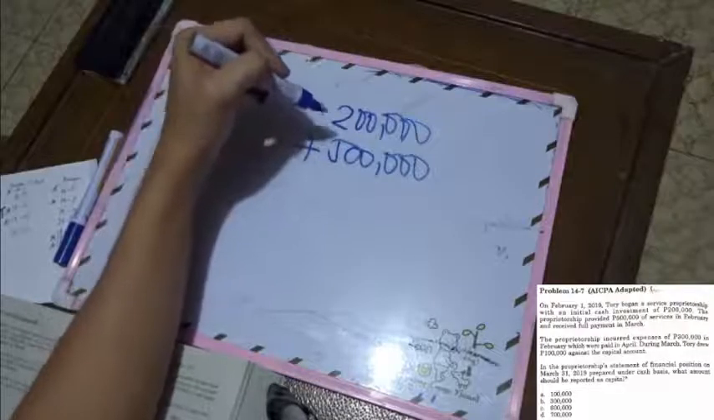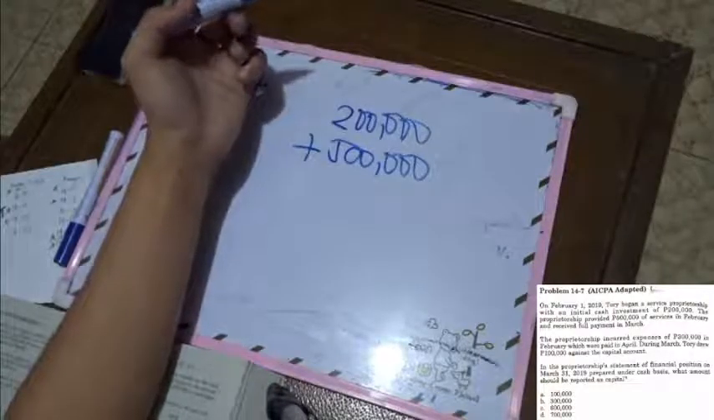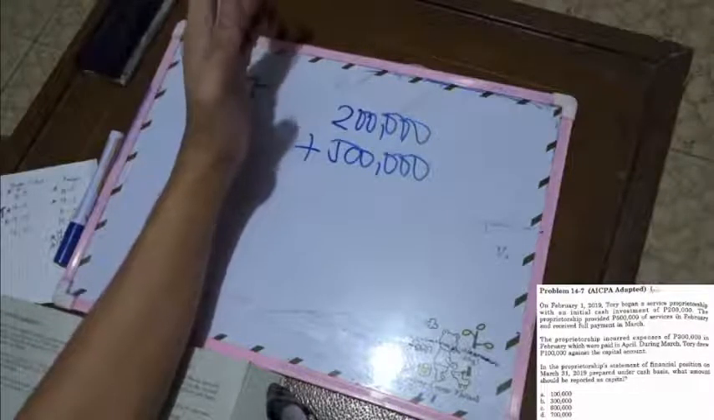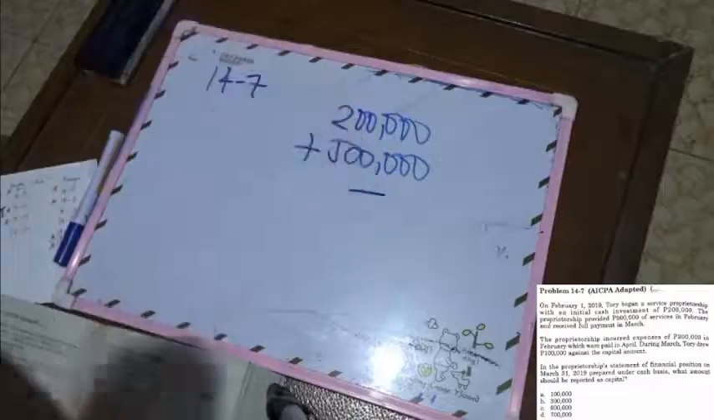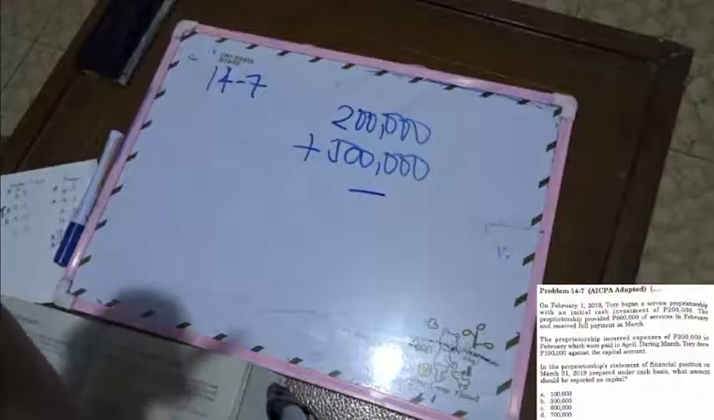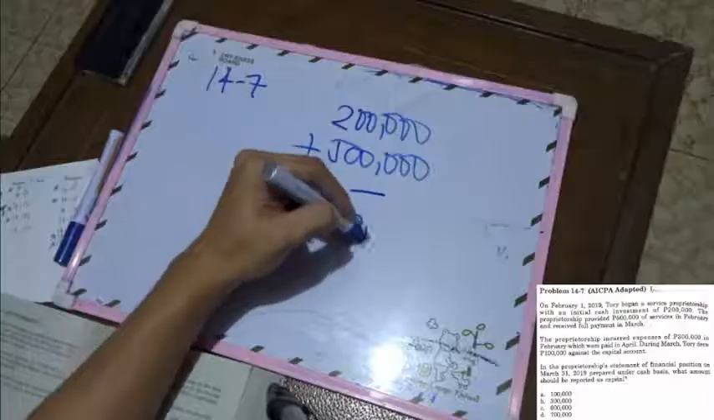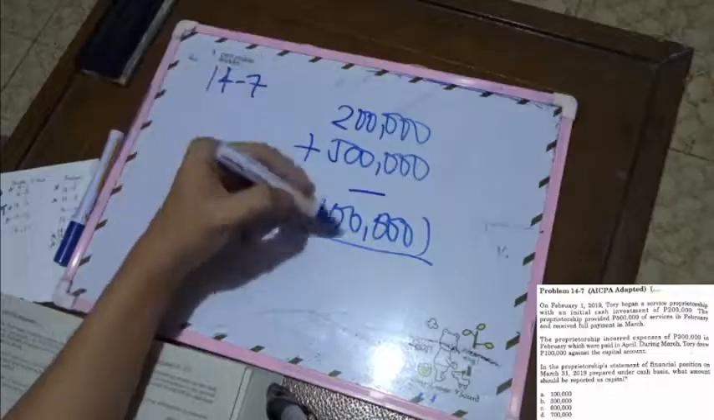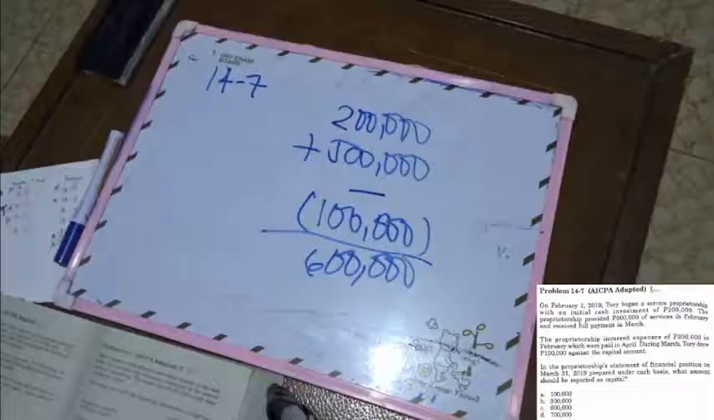500,000 referring to income. For the expenses, you have 300,000 incurred in February. However, they were only paid in April. Our cutoff is March 31. Since this is cash basis of accounting, we're going to disregard the expenses. And then lastly, you have a withdrawal of 100,000 by the proprietor. So you have 700,000 minus 100,000, 600,000. Answer is letter C.